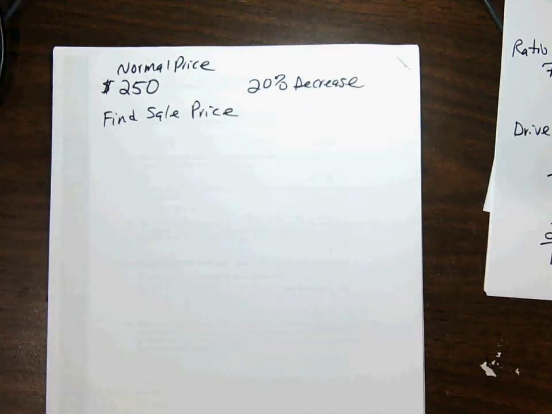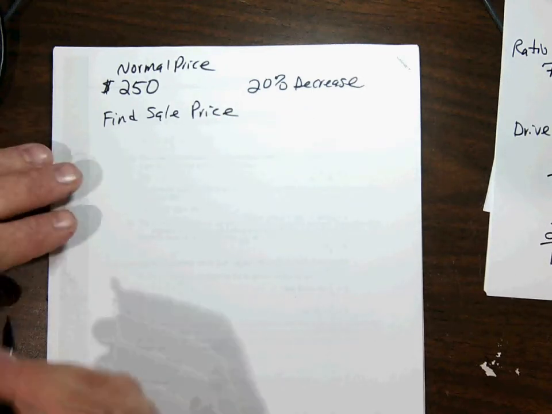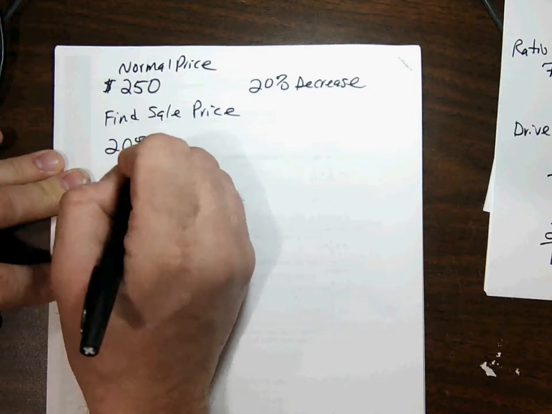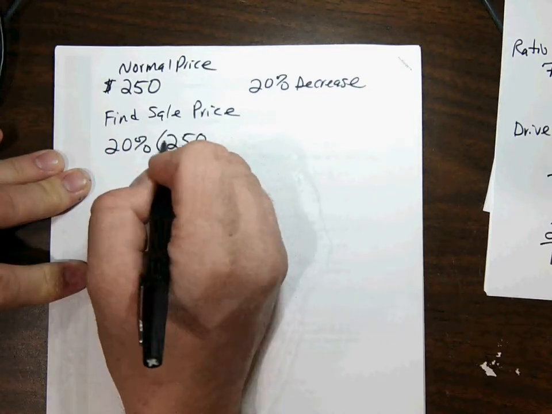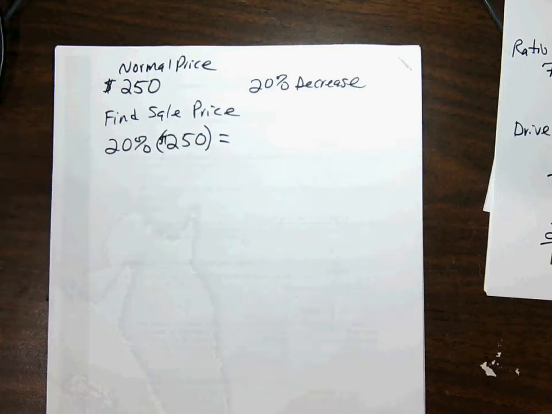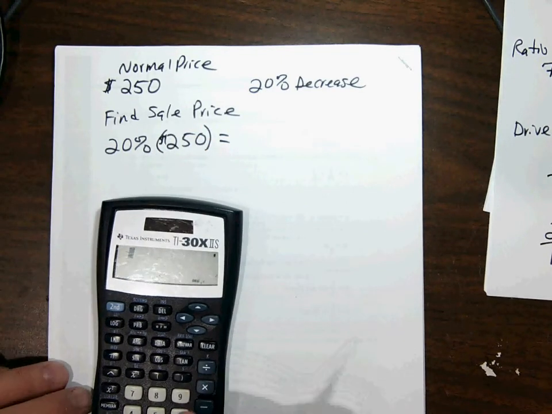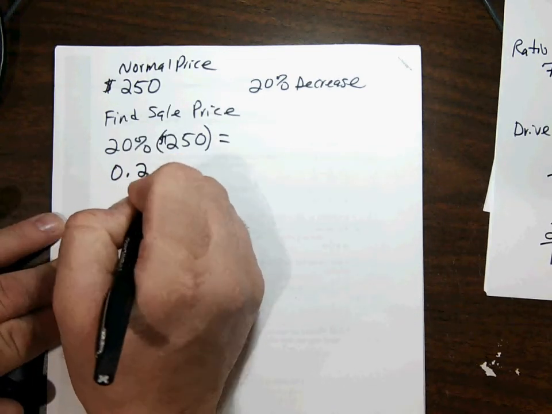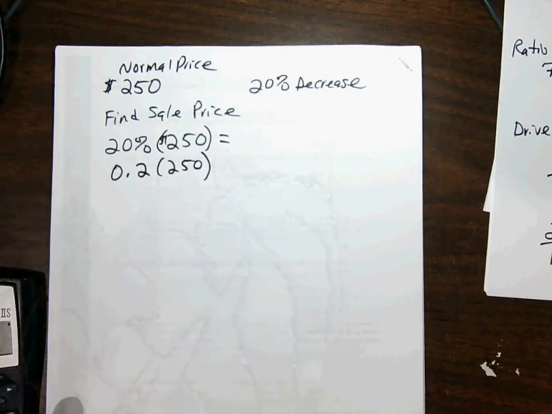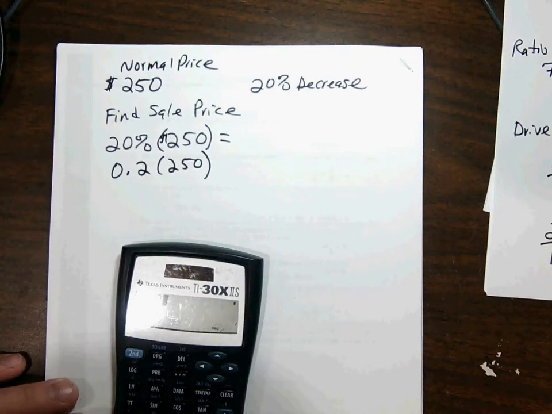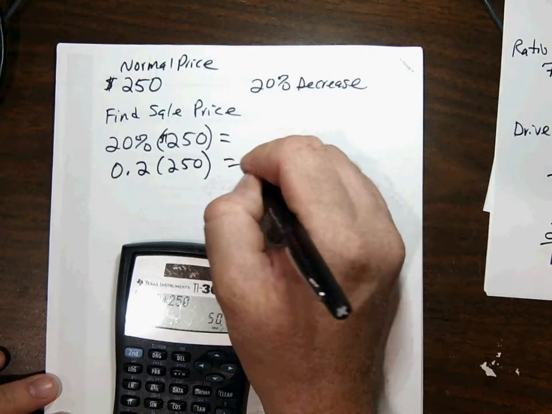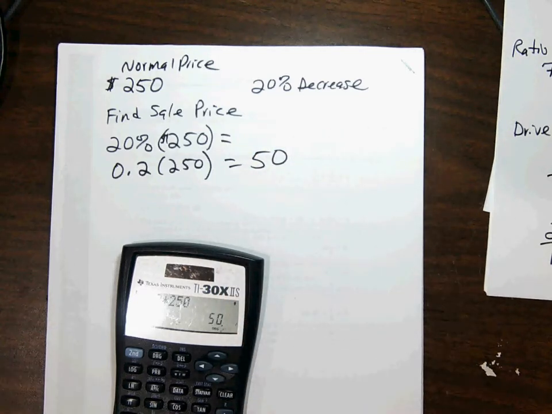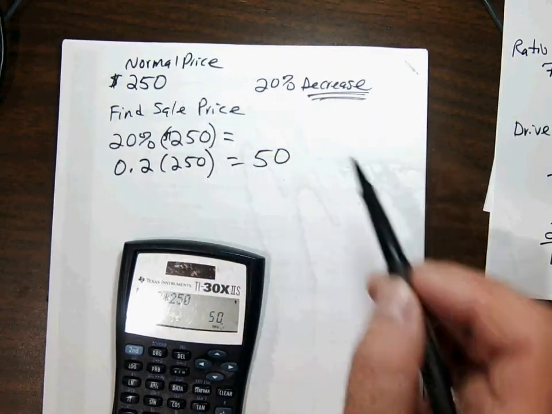I need to know how much is 20% of that normal price. So I need to take 20% of, which means times, my normal price of $250. And what's that going to get me? 20% is 0.2. So I need to take 0.2 times 250. That's going to give me 50. Now that's not the sale price. That's how much the discount's going to be. It's a 20% decrease off the original price.